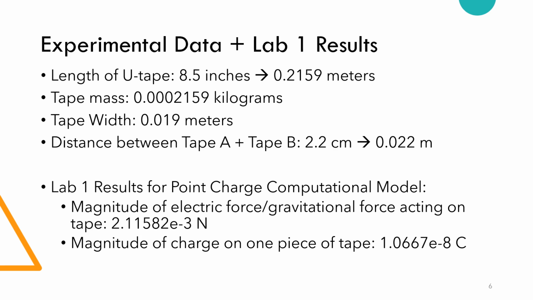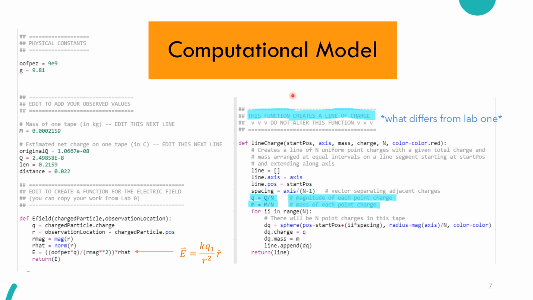So here's the experimental data that we obtained from Lab 1, which we will be plugging into our code for this lab. Let's quickly recap the Lab 1 results from the point charge computational model. We found that the magnitude of electric force / gravitational force was 2.11e-3 newtons, and the magnitude of charge on one piece of tape was 1.06e-8 coulombs. So here's our computational model.